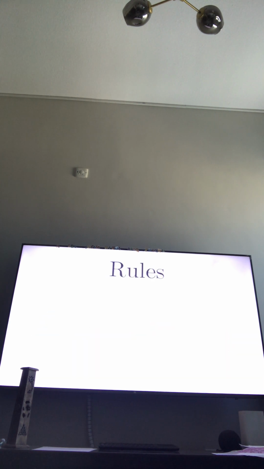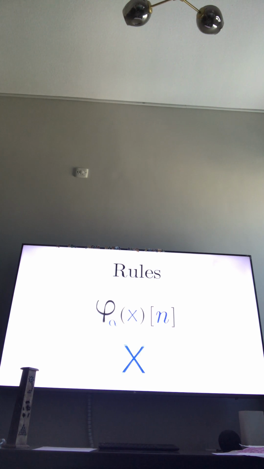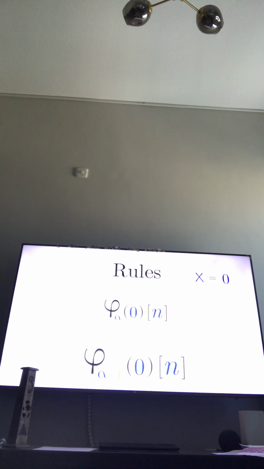Let's go over to the rules. Let's have phi alpha x of n when x is equal to 0. You do phi alpha minus 1 n times. Let's have phi 1 0 of 2. Because we have phi 1, we do the phi 0 process. We do it 2 times.